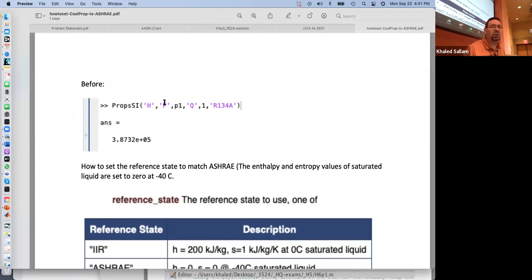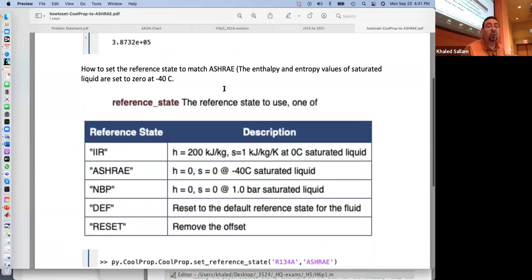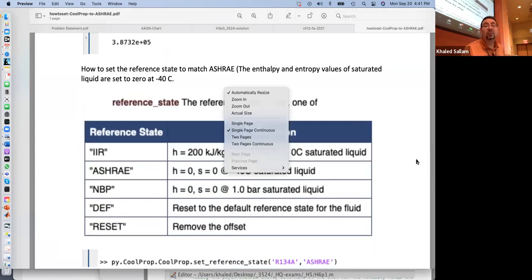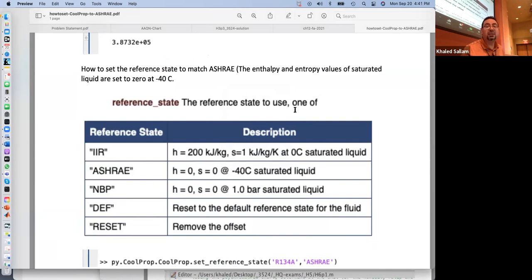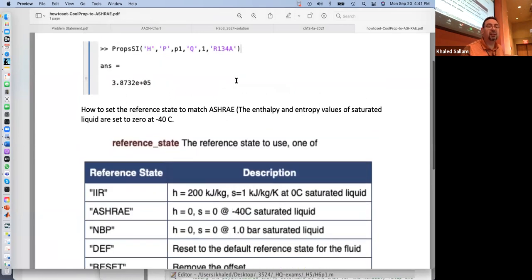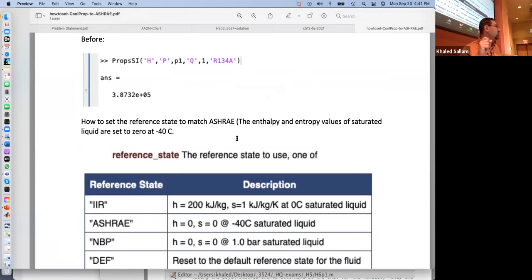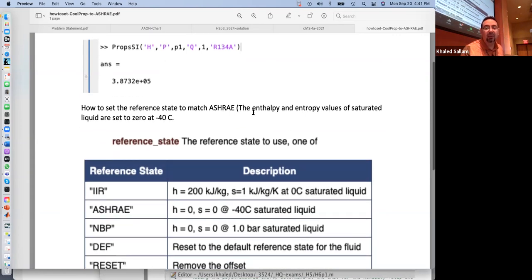Anyway, why am I telling you that story? Because you can see here in CoolProp, it will tell you that you can set the reference according to different standards. So for example, ASHRAE. What's ASHRAE? American Society for Heating, Refrigeration, and Air Conditioning. Okay. So they have the table such that the enthalpy and entropy are set to 0 at minus 40 degrees C. Your thermo book could be at 0 enthalpy at 0 degrees C.